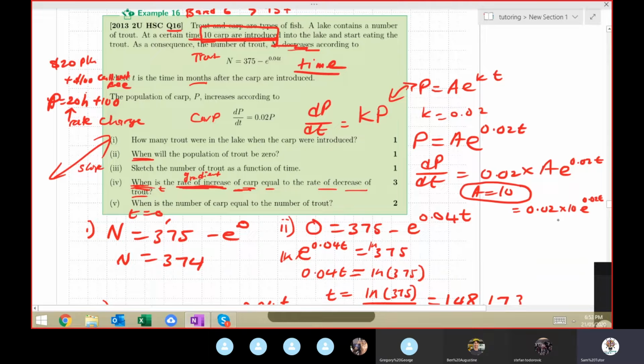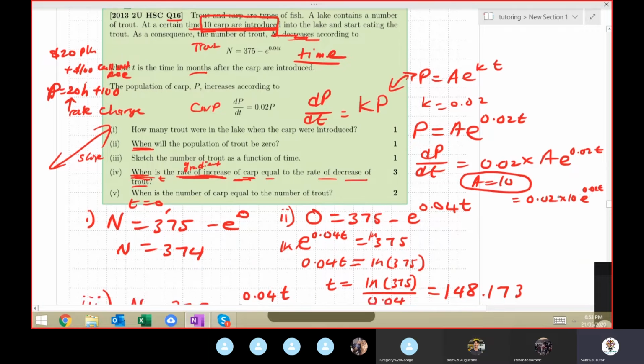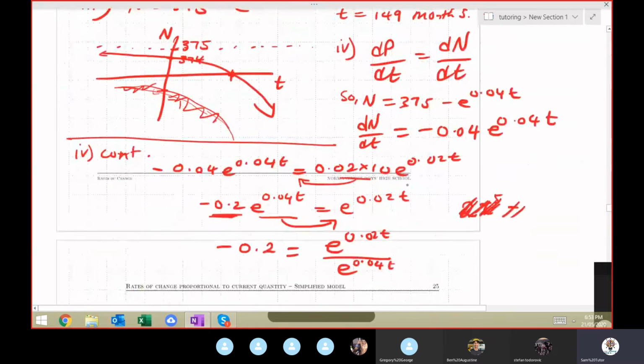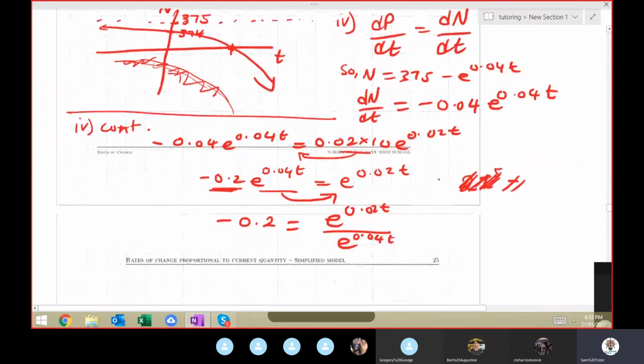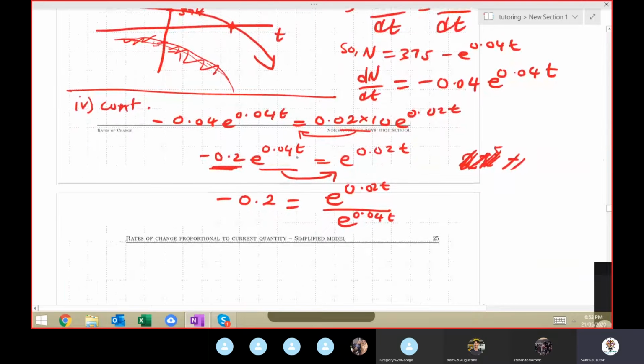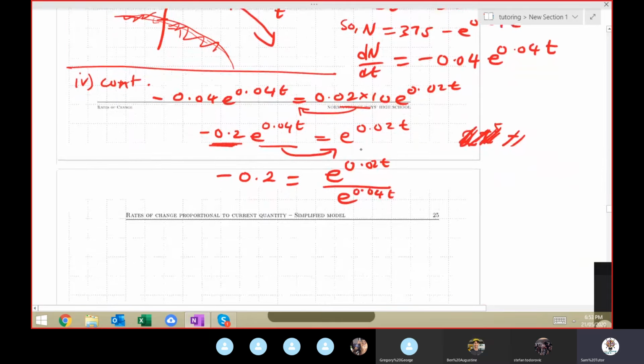And then 0.02 times 10 e^0.02t. 0.02 times 10 e^0.02t. Interesting. All right. So I've got to think, what have I done wrong? Have I done something wrong?